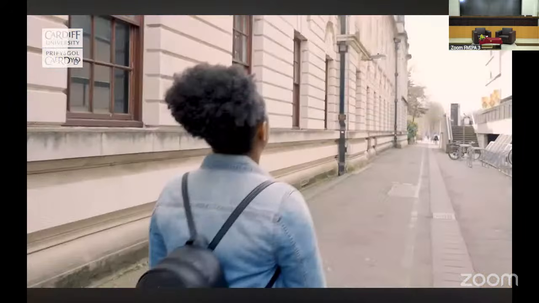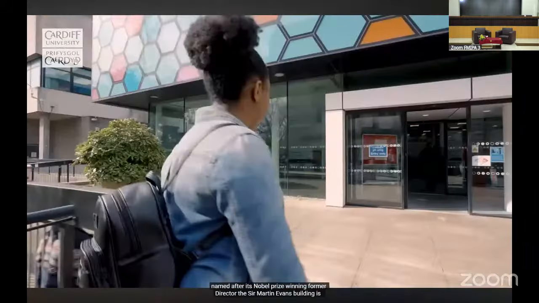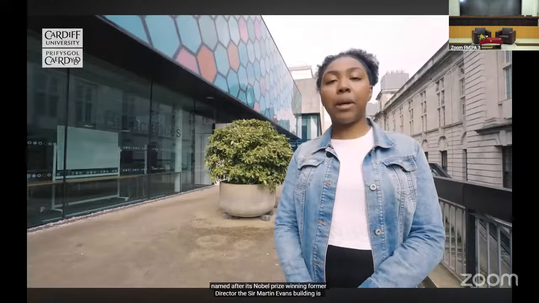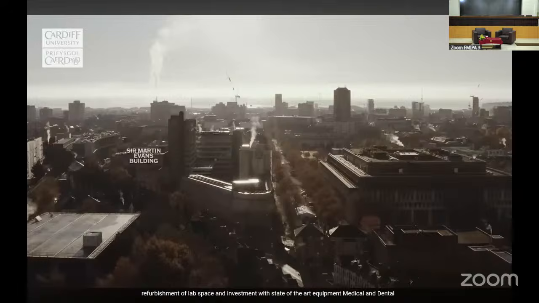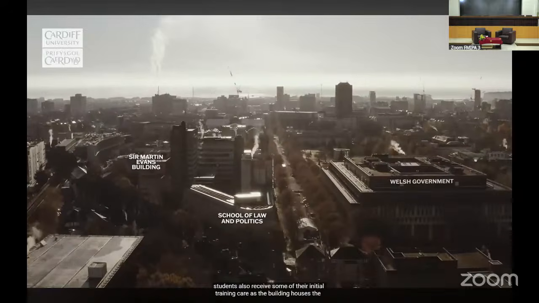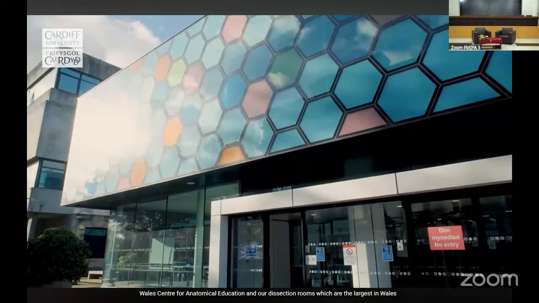Named after its Nobel Prize winning former director, the Sir Martin Evans Building is the main home of the School of Biosciences. In recent years, it has been upgraded with extensive refurbishment of lab space and investment in state-of-the-art equipment. Medical and dental students also receive some of their initial training here, as the building houses the Wales Centre for Anatomical Education and our dissection rooms, which are the largest in Wales.